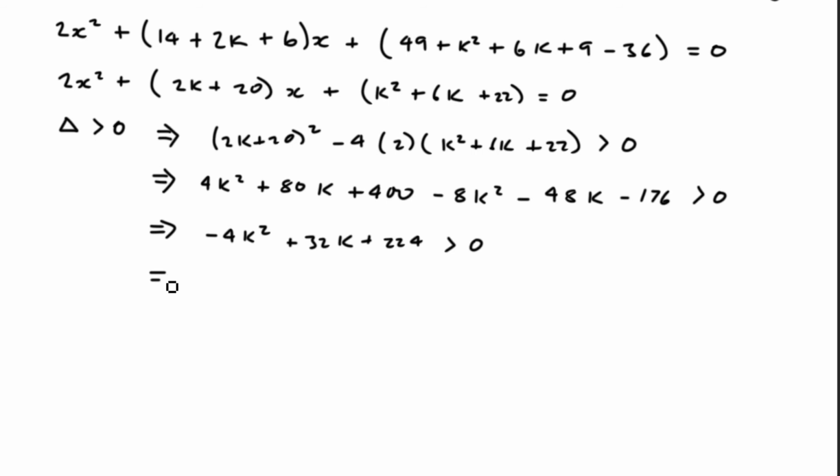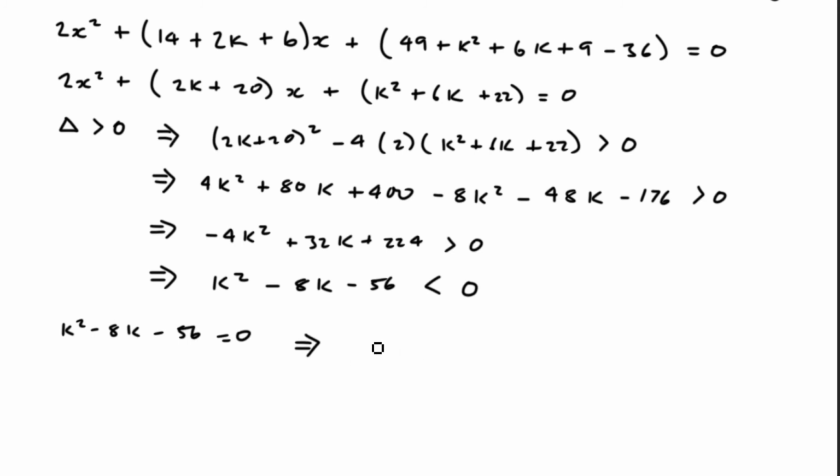Before we go any further, let's divide through by negative 4, giving us k² - 8k - 56, and don't forget, when we have an inequality that we divide by a negative number, we have to reverse the direction of the inequality, so that is less than 0. Now we know how to solve a quadratic inequality. We first have to replace the inequality with an equality to try and find the critical values. In this case, unfortunately, that's not going to factorize.